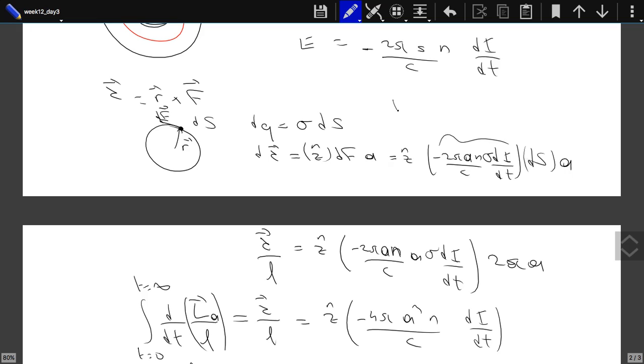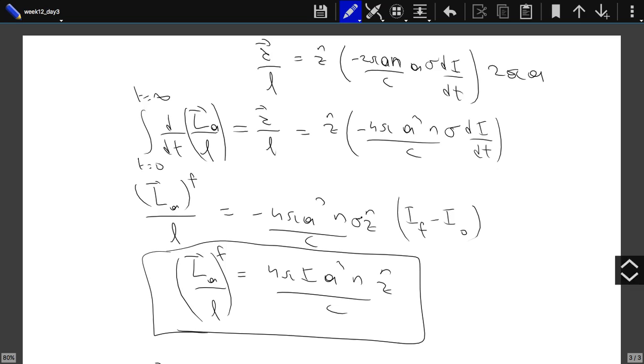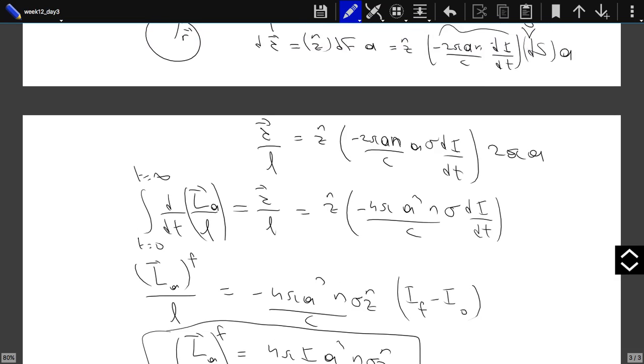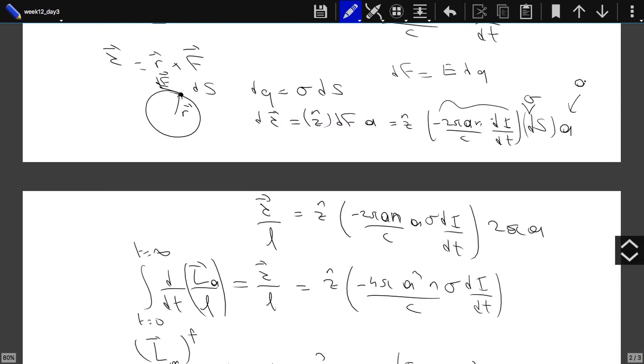So over here, dF is nothing but E times dq. E is 2 pi a n over c di by dt, dq is sigma ds. So here there is a sigma. Is that Q or A? This one. Yes. This is A. You see, it is this A. A is the length of this R vector.